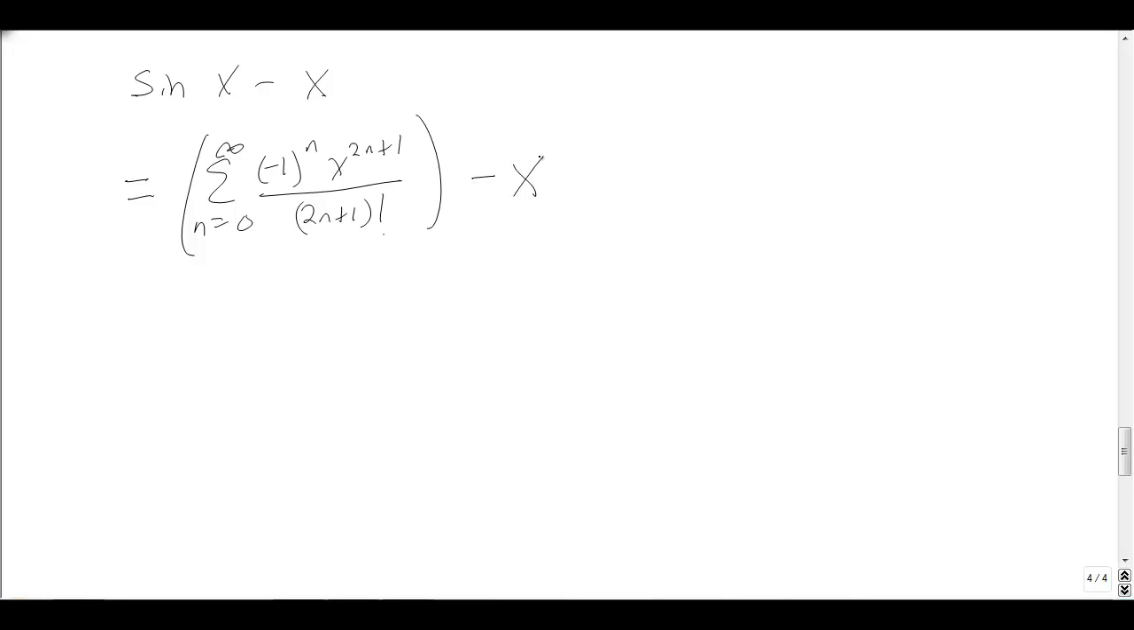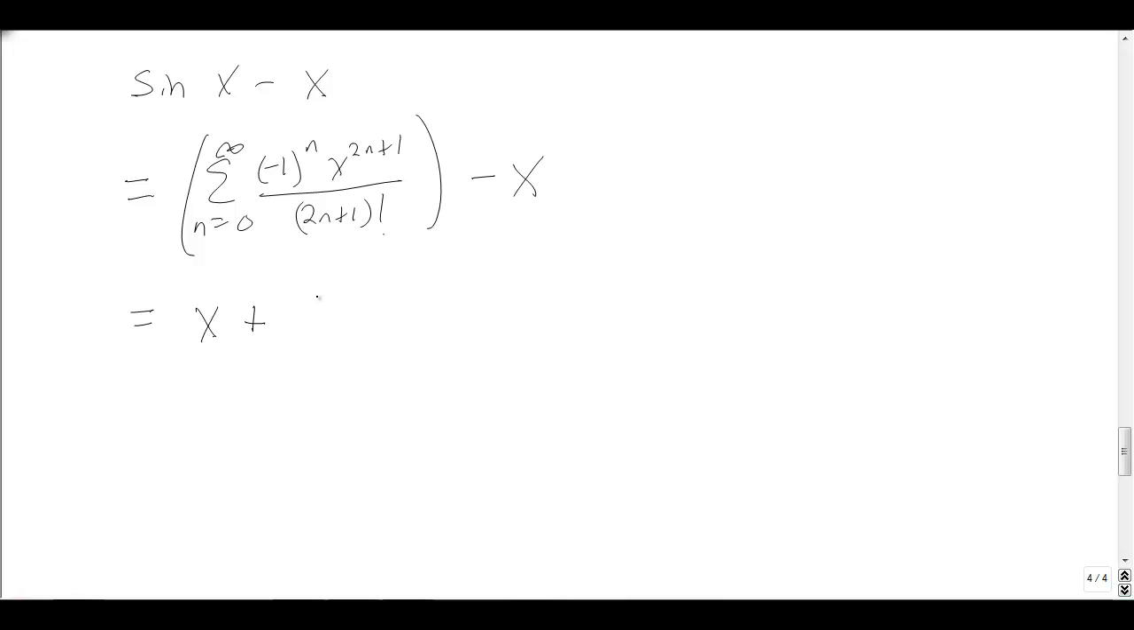Now, to subtract x, what I'm going to do is expand out this sine x series, pull off the degree 1 term. That's when I get an x. I'll note that's when n equals 0. So I'm going to do the n equals 0 term. When you do n equals 0, you get negative 1 to the n, well, it's 1. X to the 2n plus 1, that's 0 plus 1, that's x. And then I'll get a 1 factorial on the bottom. That's just 1. So the n equals 0 term is x.